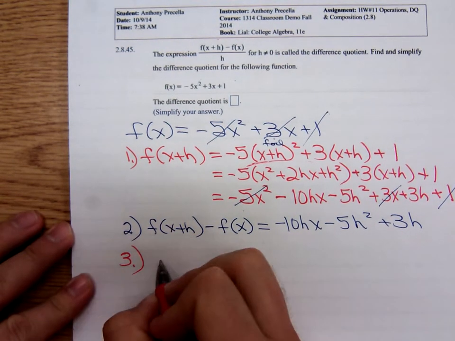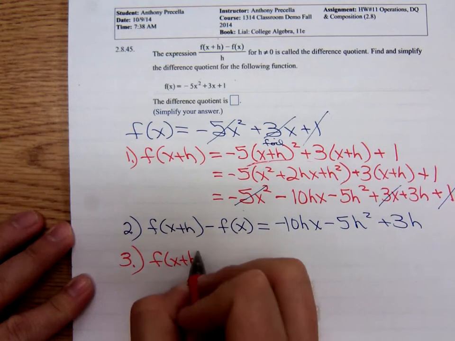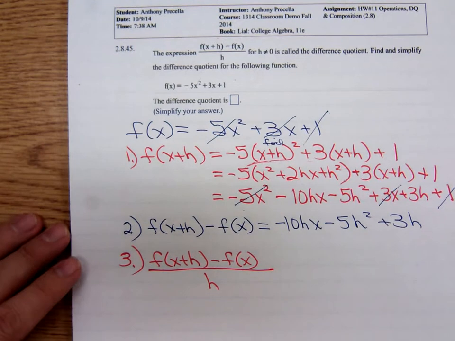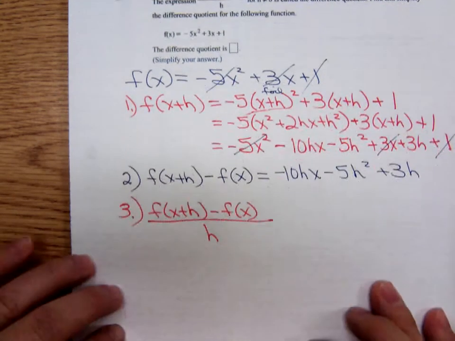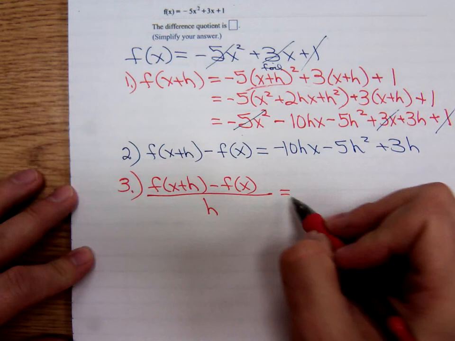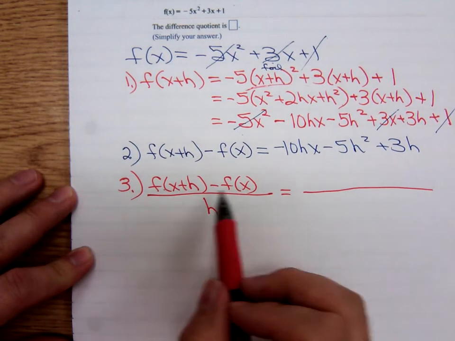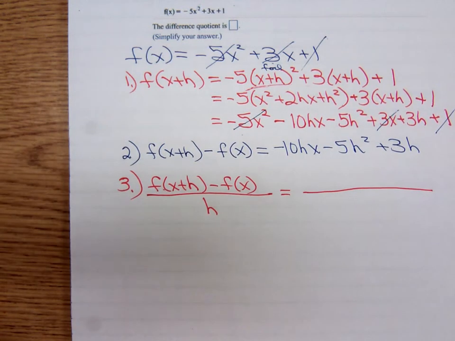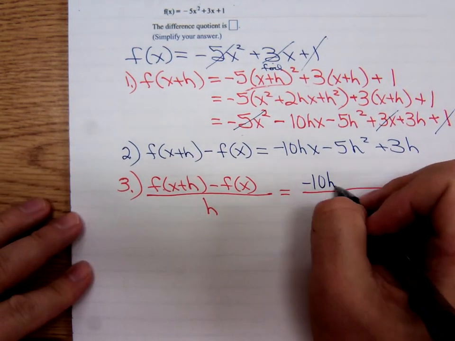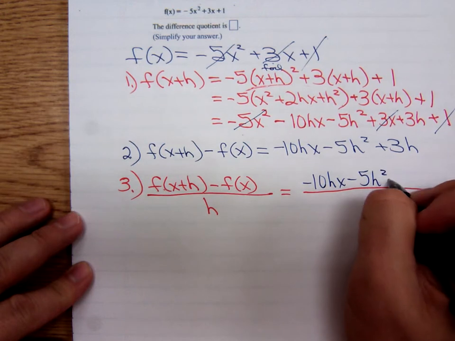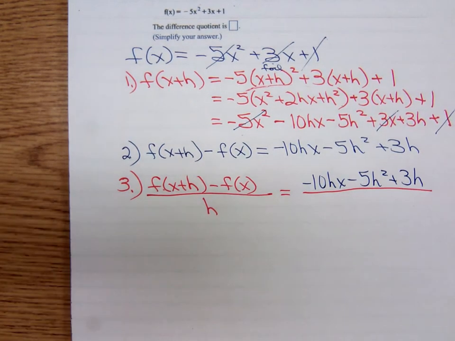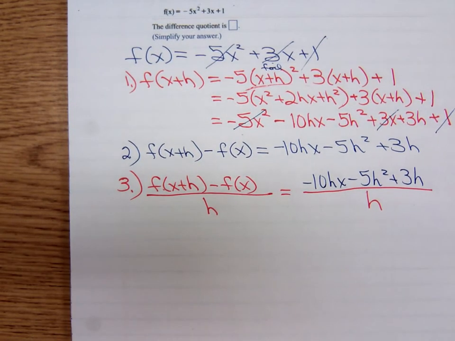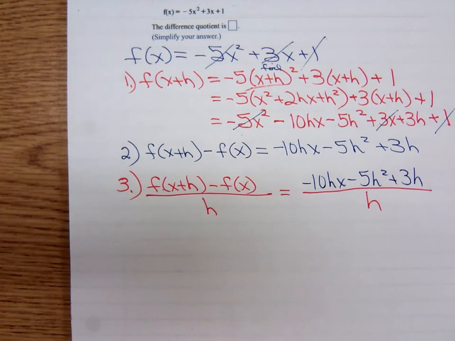I'm finally going to answer the question. They wanted us to find f of x plus h minus f of x all over h. So f of x plus h minus f of x, that's what we just found. That's the stuff there in step 2. Negative 10hx minus 5h squared plus 3h. And we're going to divide that by h. Every term has an h in the numerator.